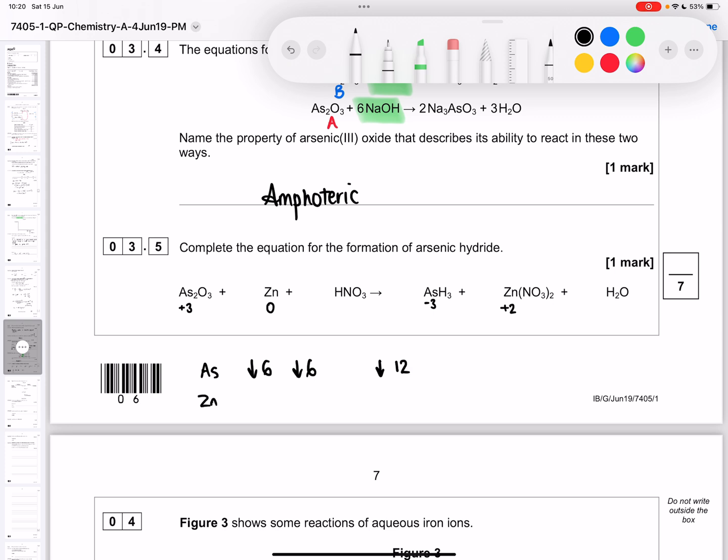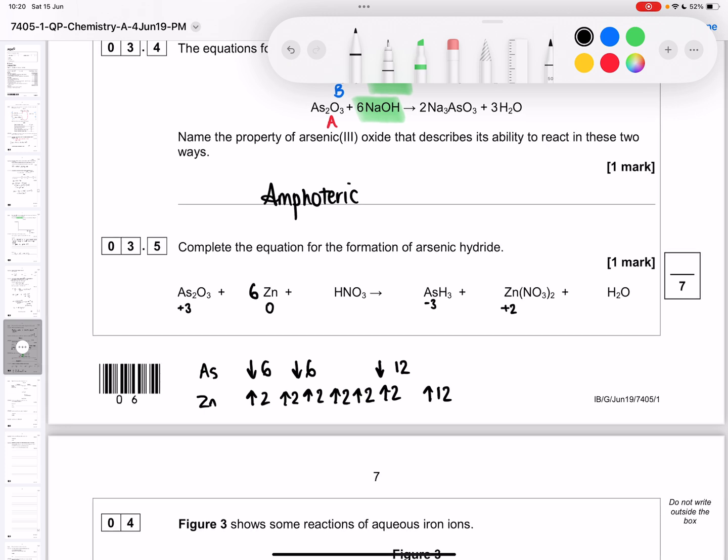Now the zincs only go up 2. We need to go up 12 in total for the electrons to match. So we're going to need quite a lot of these zincs. We're going to need 6 of these zincs, each going up 2, to make the increase in oxidation state match the decrease. So we have to put a 6 in front of the zincs, and we're going to need to put a 2 in front of the arsenic oxide because there were 2 arsenics in the first compound. The rest of it should be fairly easy to balance once we know that.